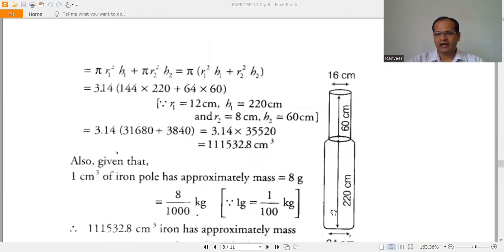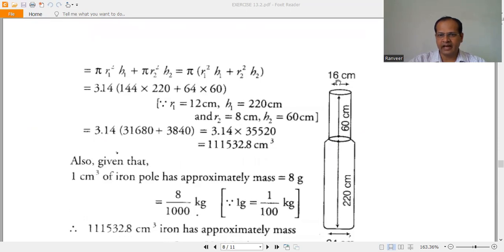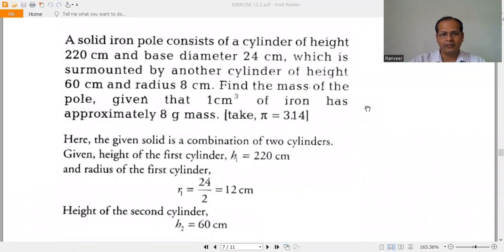this is the diagram. The first cylinder is 220 centimeter and this is the pole, with a diameter of 24 centimeter. The other is 60 centimeter with a diameter of 16 centimeter. Now, 8 centimeter radius means the diameter is 16 centimeter. We have to find the total mass of the pole. It is given that 1 centimeter cube of iron has approximately 8 gram mass.